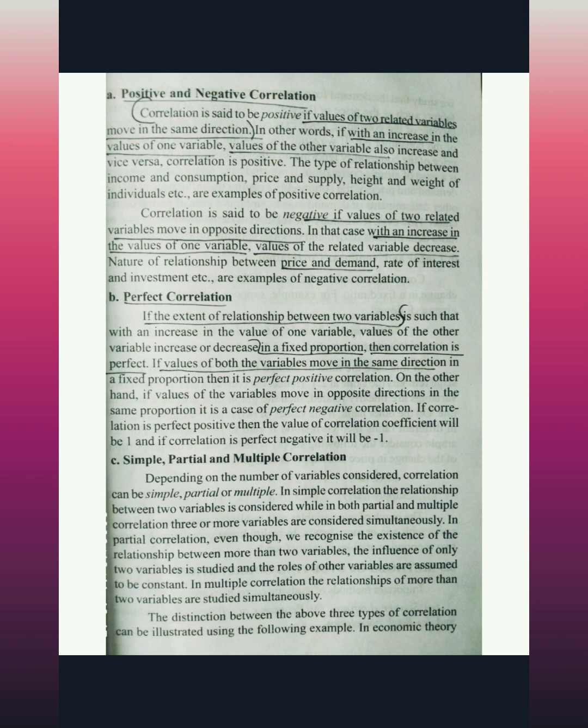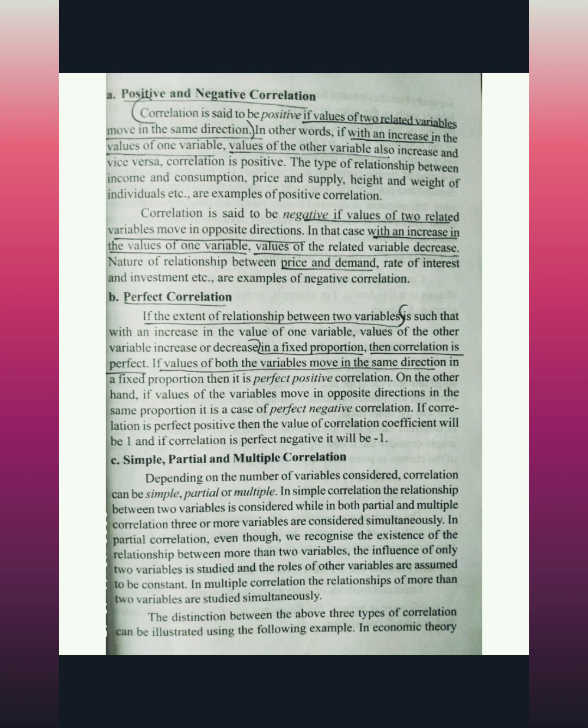Only two variables are existing. Clear? Then in the case of multiple correlation, the relationship between more than two variables is considered simultaneously. When more than two variables are simultaneously considered, it is multiple. In the case of partial, the relationship between two variables is existing, and the other variables are assumed to be constant. That is called partial.